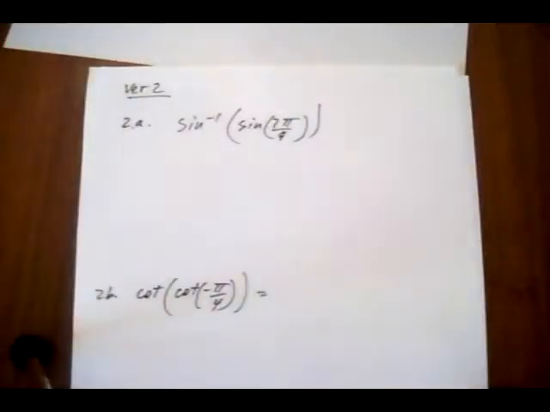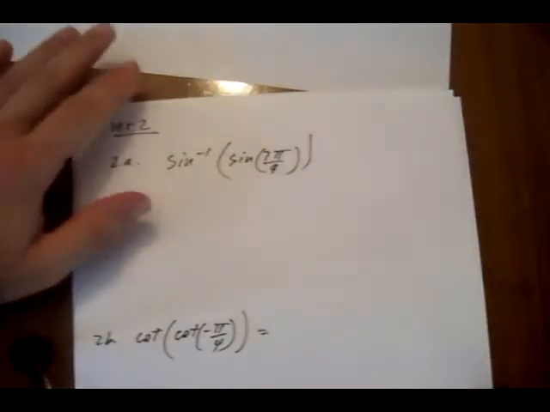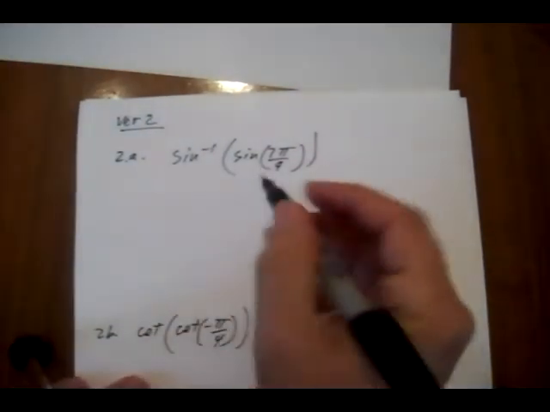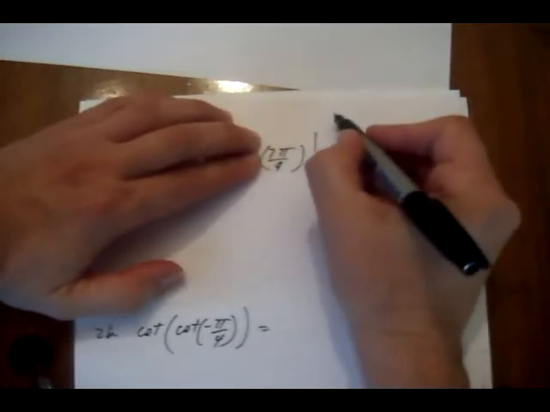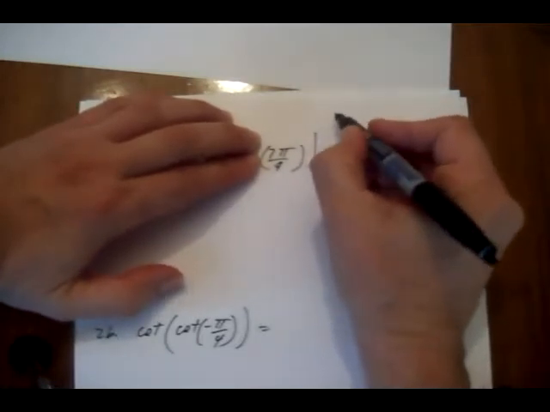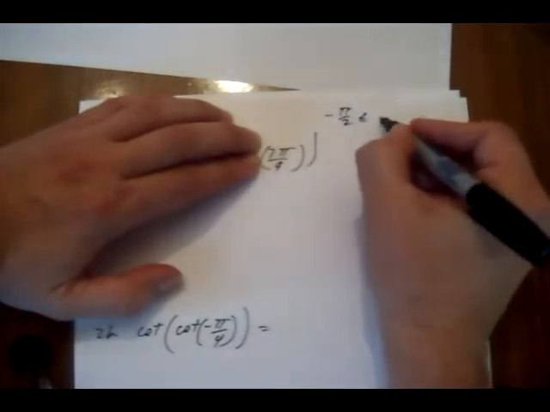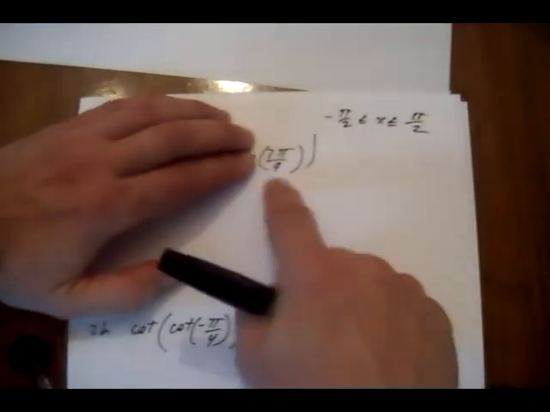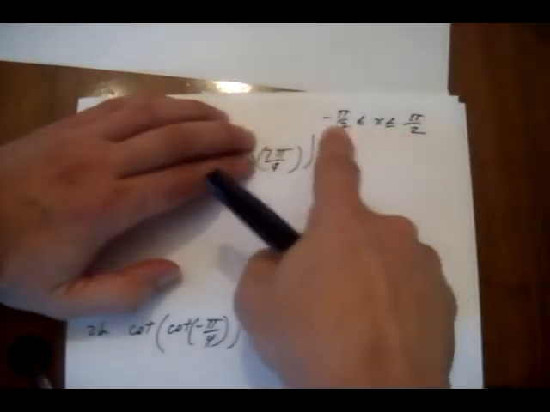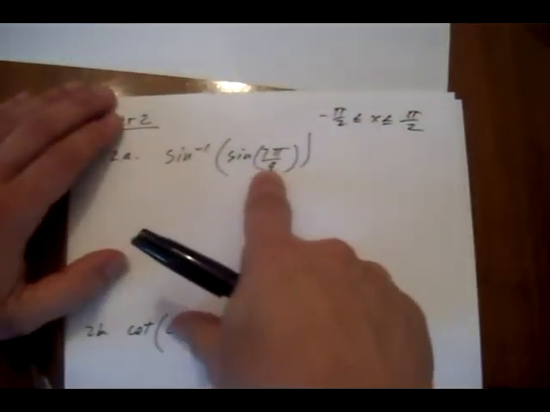Okay, I'm going to start on version 2 of the test, problem 2a. Sine inverse sine 7 pi over 9. Now, if this angle rested in the permitted interval, negative pi over 2 to pi over 2, then this would be a read-through problem. We would get back the very same thing we start with.